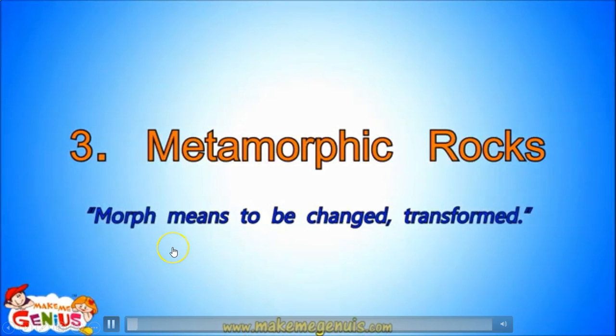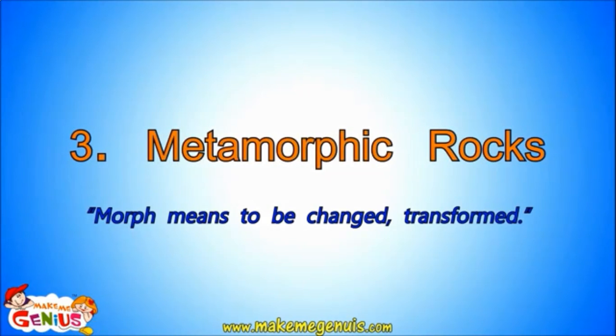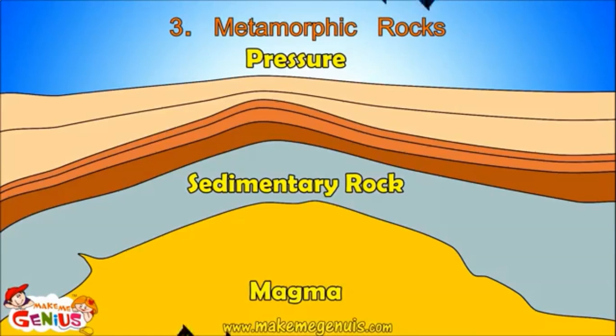Now, let's learn about the third type of rock. These are called metamorphic rocks. Let's again focus on names. Metamorphic is derived from the word morph, which means to be transformed or to change. Yes, you understood right. Metamorphic rocks are changed forms of igneous and sedimentary rocks.